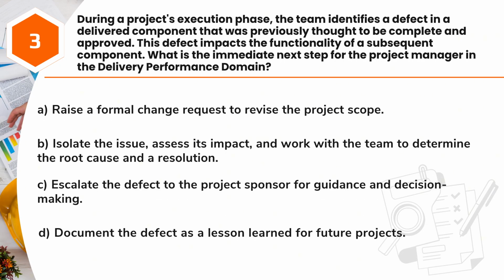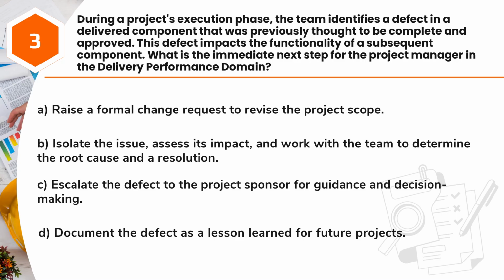Question 3. During a project's execution phase, the team identifies a defect in a delivered component that was previously thought to be complete and approved. This defect impacts the functionality of a subsequent component. What is the immediate next step for the project manager in the delivery performance domain?